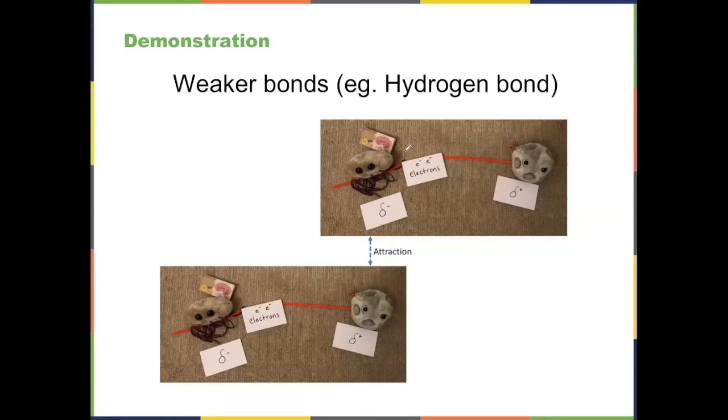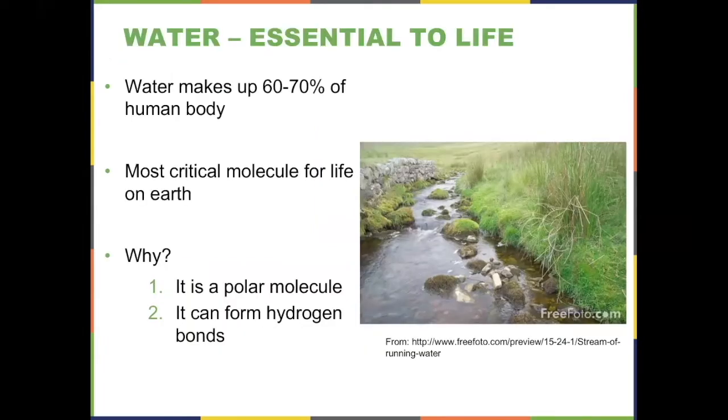So notice now we've got two separate molecules that are being held together by this weak force of attraction, a hydrogen bond. Water is actually a very important chemical to life. In fact, water makes up 60 to 70% of the human body and of our cells. It is the most critical molecule for life on Earth. Some things about water, first of all, is that it is a polar molecule and it can form hydrogen bonds. And that is going to determine how other things in the cell interact with it.